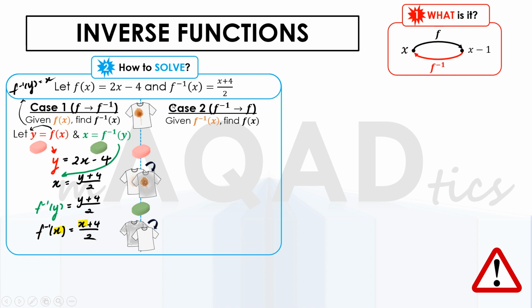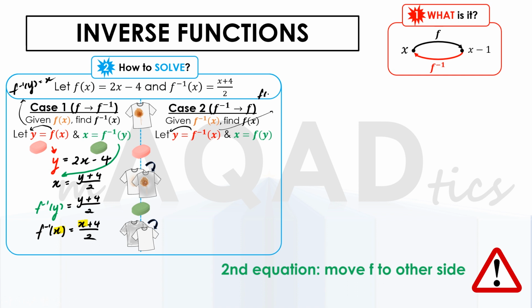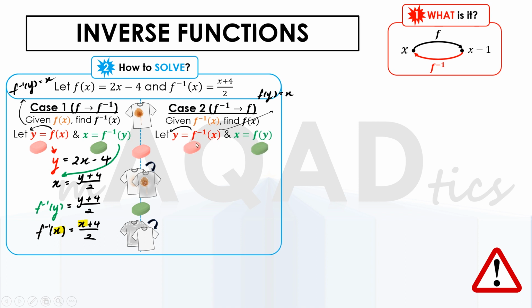The same goes for case number 2. We let the given function be y, and then the second equation is just f moving to the other side. So this would be f of y equals x. Same thing as well. We assume that these two equations are soaps.